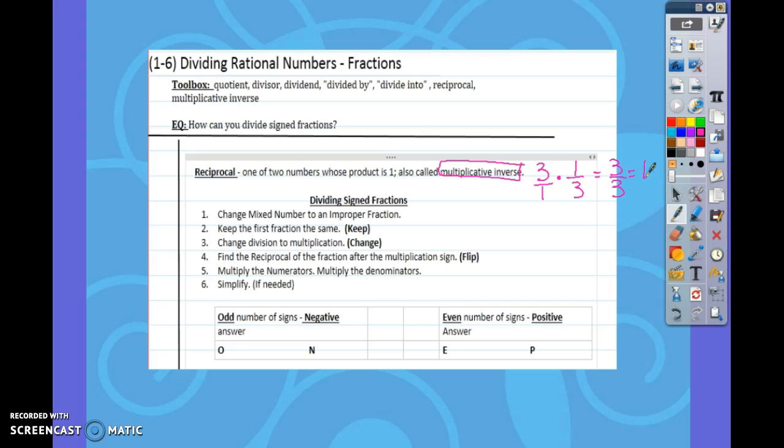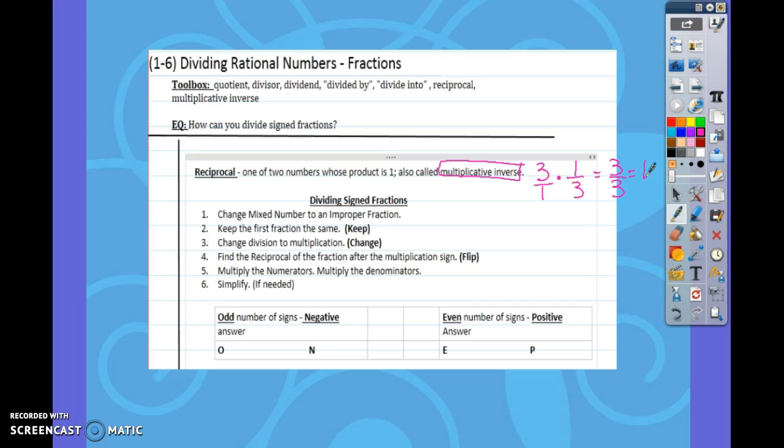When we divide signed fractions, we have to remember that we must change the mixed numbers to an improper fraction. You will keep the first fraction the same. You will change division to multiplication, and you will find the reciprocal of the fraction that's after the multiplication sign. You will flip it. Keep, change, flip is often used to help us remember these steps. Then you will multiply the numerators and multiply the denominators and simplify if needed.